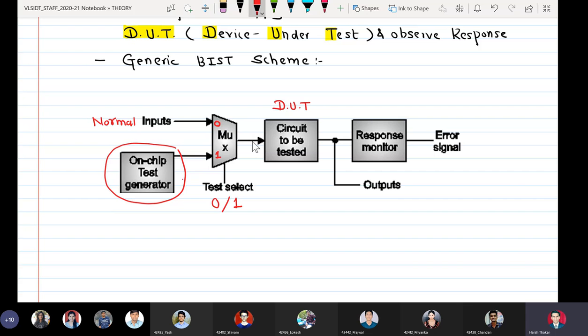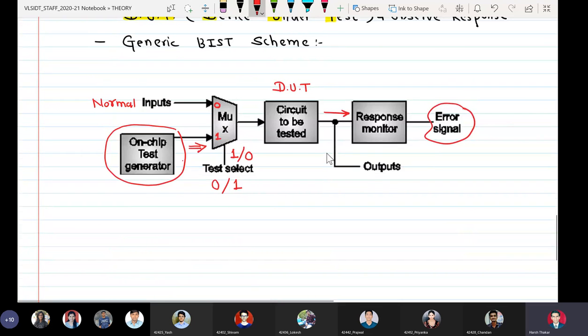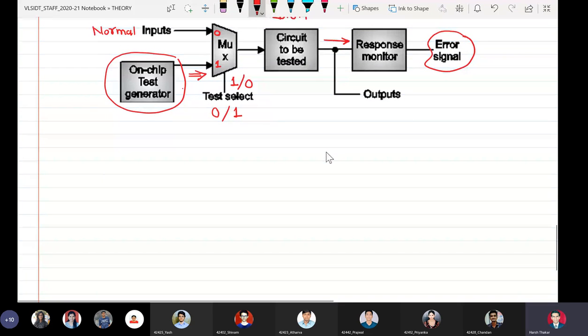So if I want to test the device for presence of faults, I apply logic 1 to the select line. The test vectors generated from here get applied to the DUT, and the DUT's response is recorded by a response monitor, and then the error signal is generated. On the other hand, if I keep the select line as 0, then the test vectors will not be applied to the inputs, but rather the normal inputs will apply. That is why such chips which have a B.I.S.T facility embedded inside operate in two modes. One is the normal mode and one is the test mode.